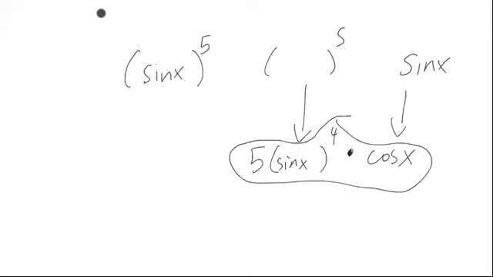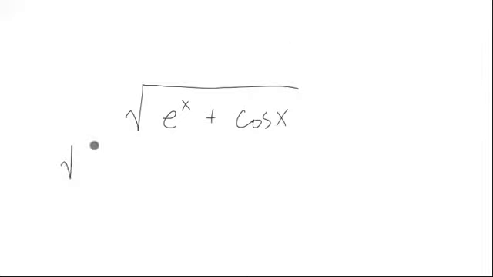Okay, let's look at another one. What if we have the square root of e to the x plus cosine x? All right, so what we do is we think of two functions. See the square root? So we have square root, and what's going inside of it? E to the x plus cosine x.